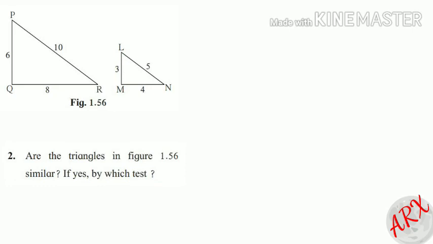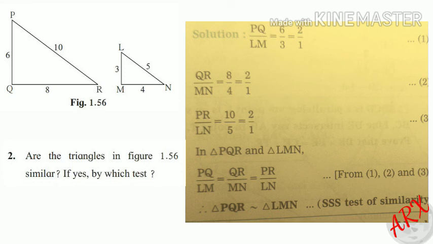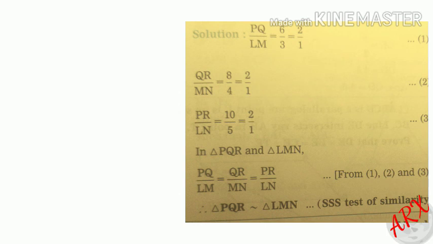Now we will start with example number 2. Are the triangles in the figure similar? If yes, by which test? Now in triangle PQR and triangle LMN, we will take the first ratio PQ upon LM equal to 6 upon 3 equal to 2 upon 1, which is equation number 1. Now we will take the ratio QR upon MN equal to 8 upon 4 equal to 2 upon 1. And now the third ratio PR upon LN equal to 10 upon 5 equal to 2 upon 1.